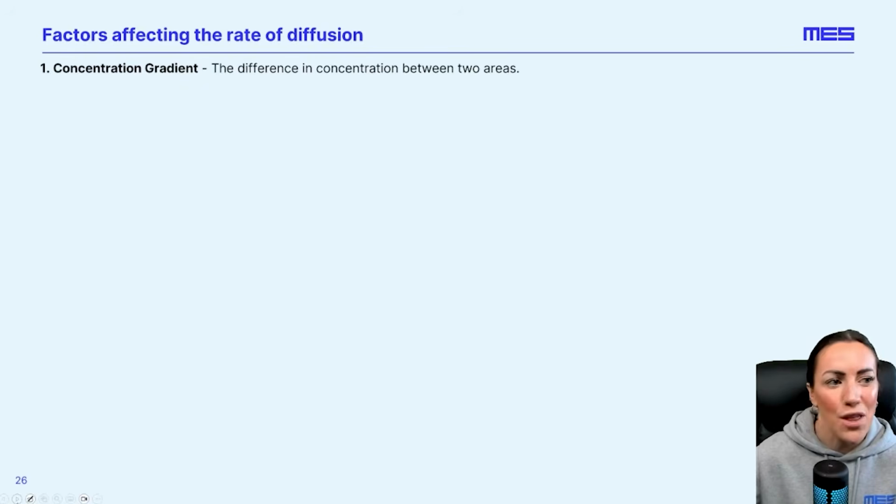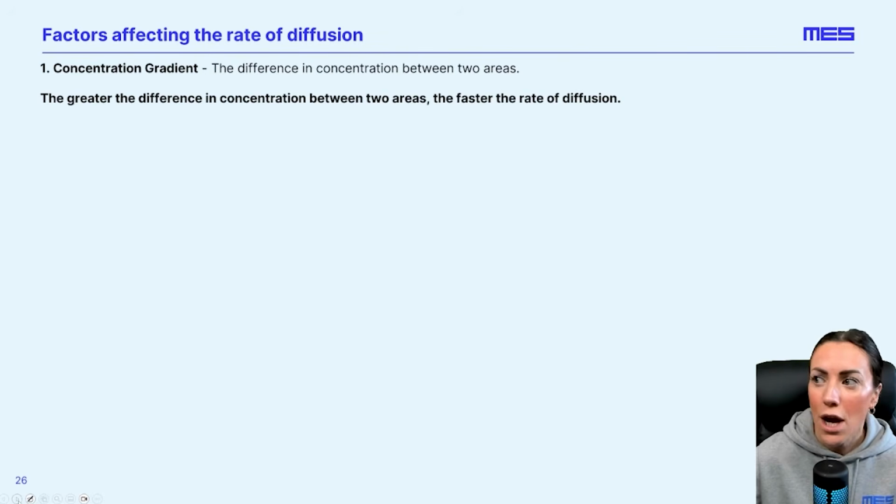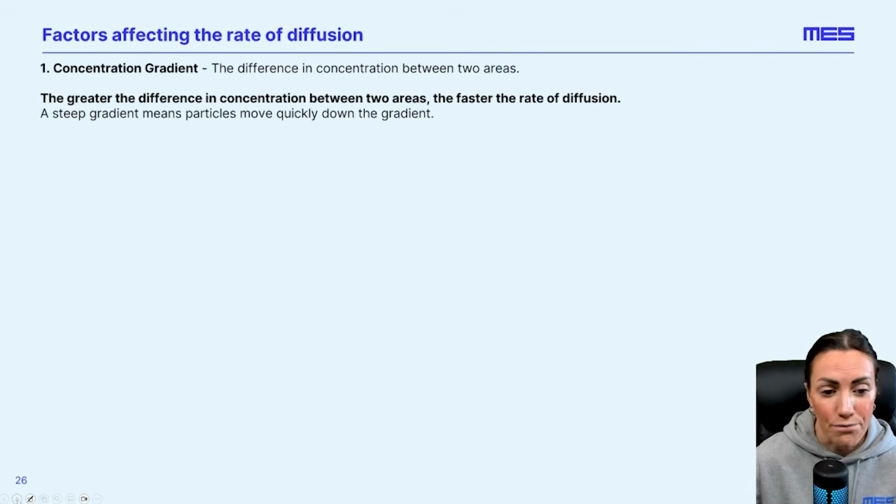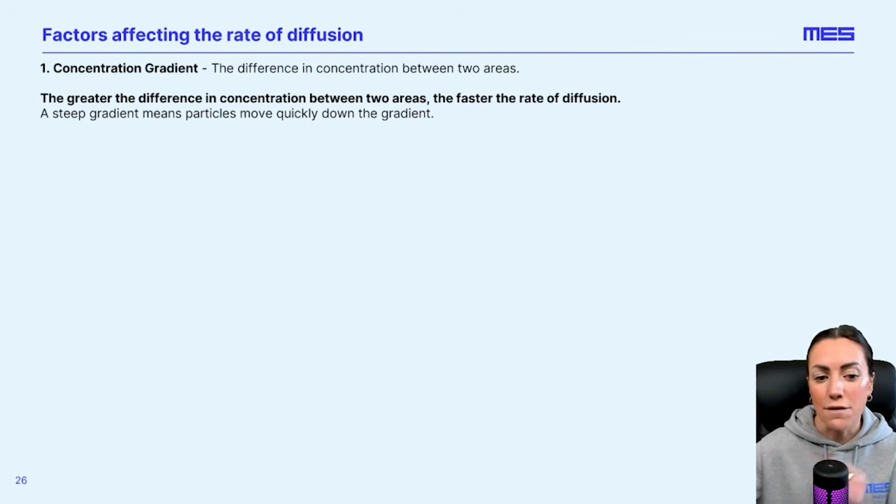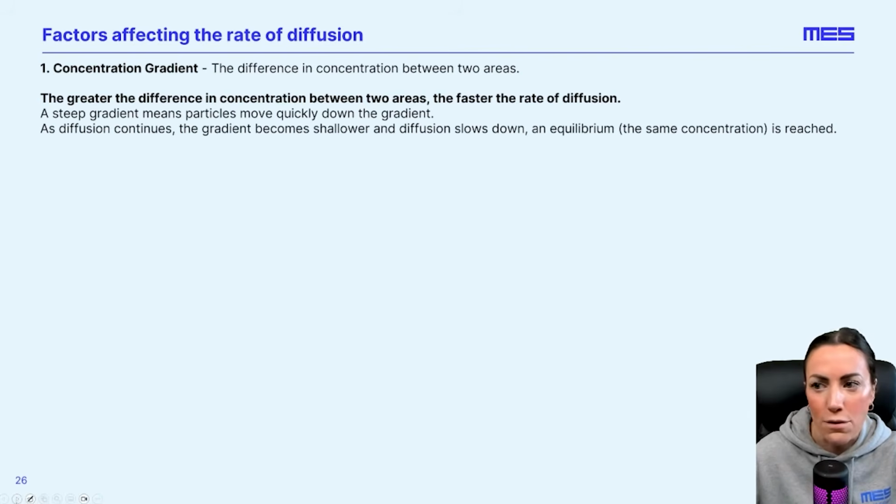What factors affect the rate of diffusion? Let's go through the main ones. The first one would be concentration gradient, which is the difference in concentration between two areas. The greater the difference in concentration between two areas, the faster the rate of diffusion. So what we say is there's a steeper concentration gradient, the rate of diffusion will be faster. A steeper concentration gradient is just a gradient where there's a big difference. So you've got a very high concentration in one region and a very low concentration in the other region. That would be a steep concentration gradient, and the particles will diffuse more quickly.